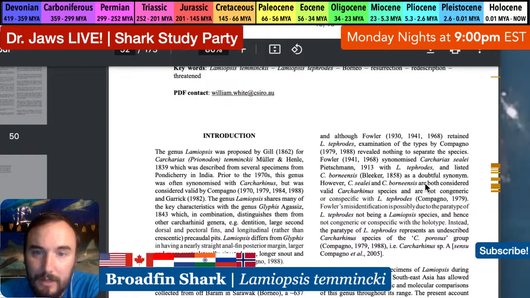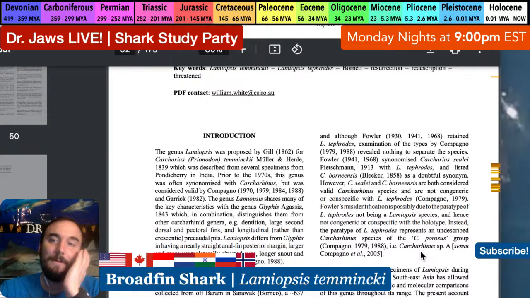Lamopsis tephroides. Fowler's misidentification is possibly due to the paratype of Lamopsis tephroides not being a Lamopsis species, and hence not congeneric or conspecific with the holotype. Instead, the paratype of Lamopsis tephroides represents an undescribed Carcharinus species of the Carcharinus porosus group. For example, Carcharinus species A. So this is wild. Okay.